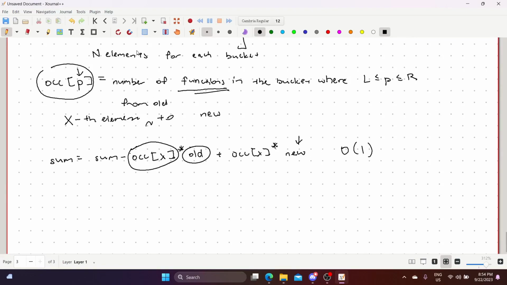Yeah, so we need to store n elements for each bucket, so we need to store n times B elements, which is O(n square root n). And then this array we can just pre-compute at the start, because the occurrence array doesn't actually change throughout the updates, since the updates are only on the array itself. The functions won't get affected because the L and R remain the same throughout all the updates.